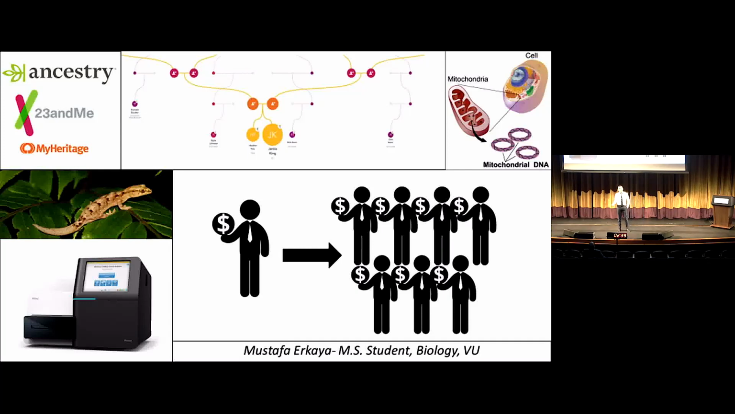Now we're also trying to recreate images like these in animal studies as well. And while doing so, we tend to use what we call mitochondrial DNA. Mitochondria is an organelle that's found in the cell, just like the nucleus, and the cool thing about it is it has its own DNA.